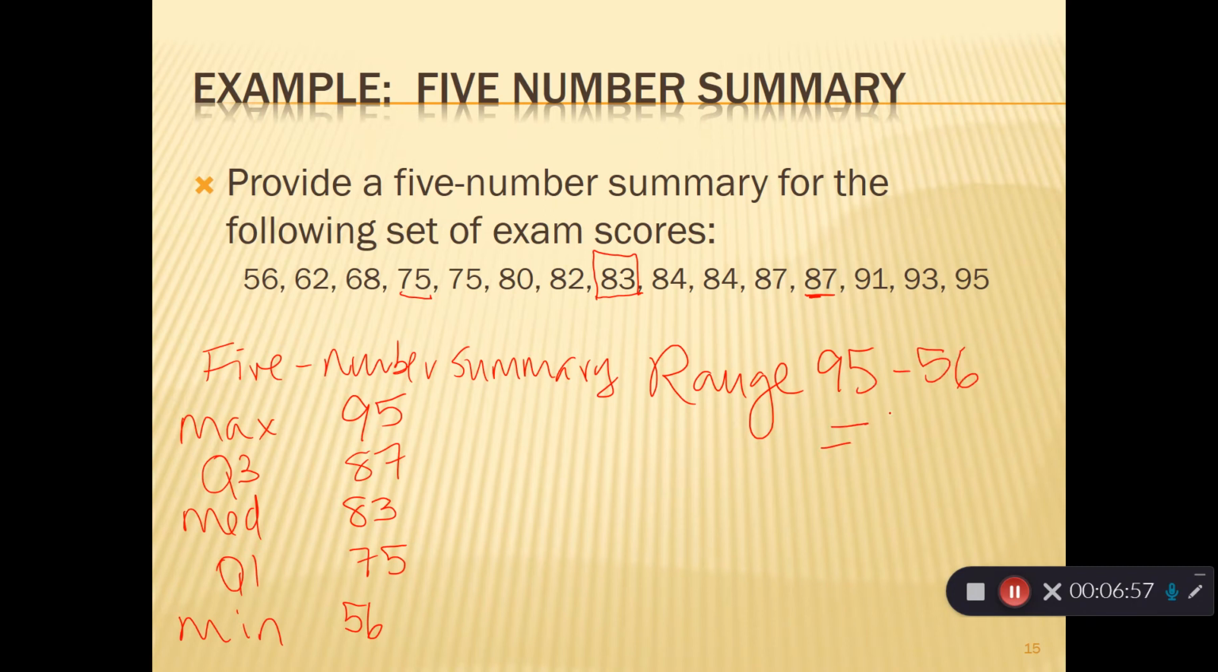So now my range is the biggest number minus the smallest number. 95 minus 56 is 39. And my interquartile range, which we abbreviate as IQR, is the difference of the quartiles. 87 minus 75, that's a difference of 12. So this is my 5-number summary right here, and my range and IQR.